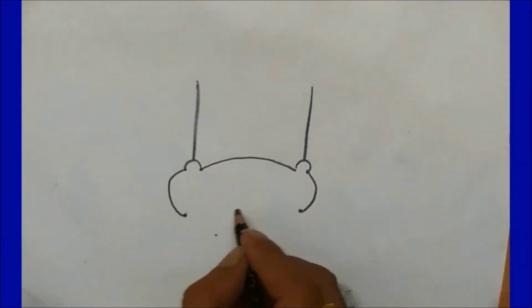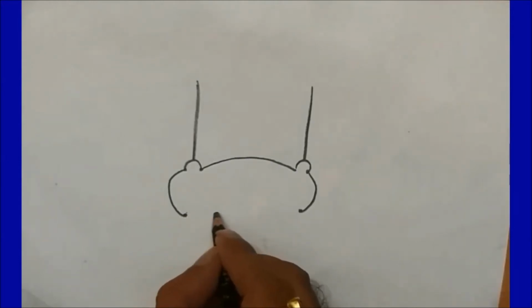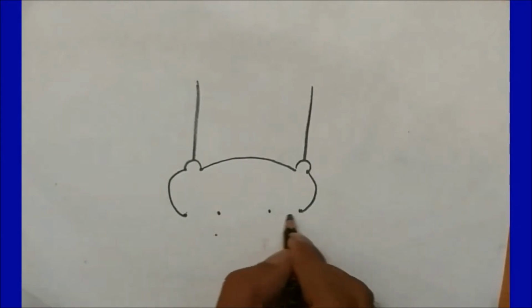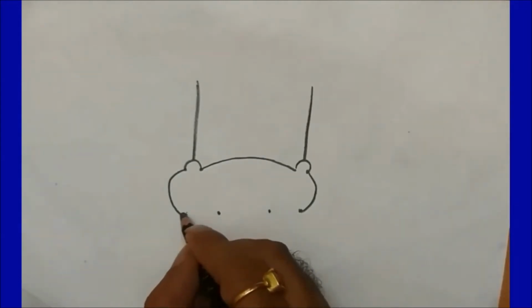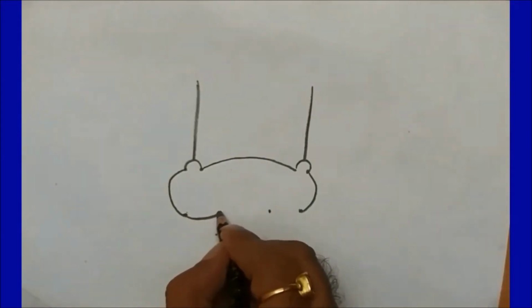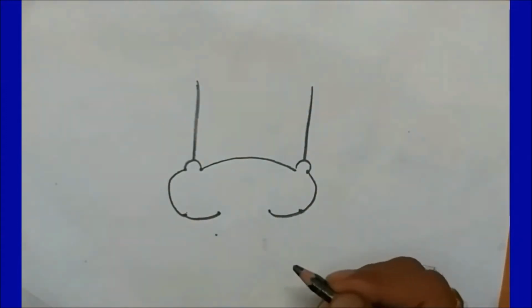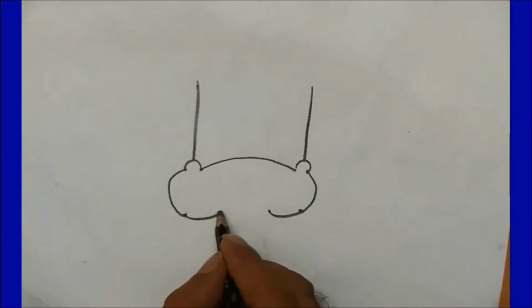Now again one dot, two dot, at the same line, one curve touching towards that point, one more curve touching towards the same point, and from this point to this point, one curve.